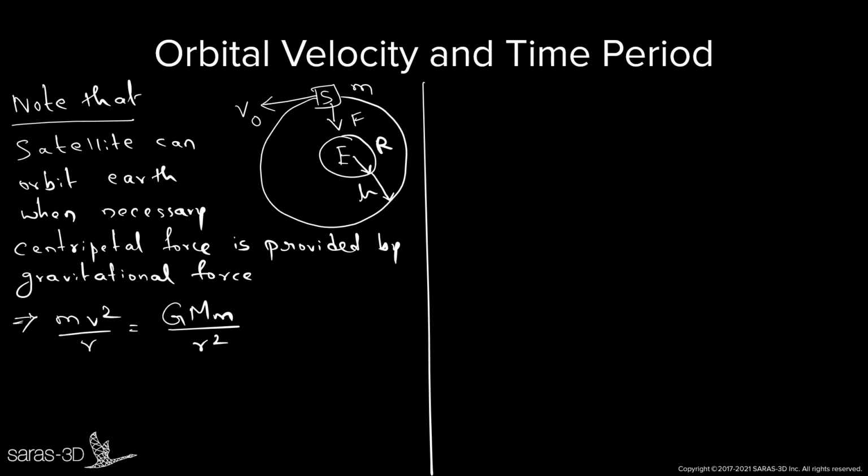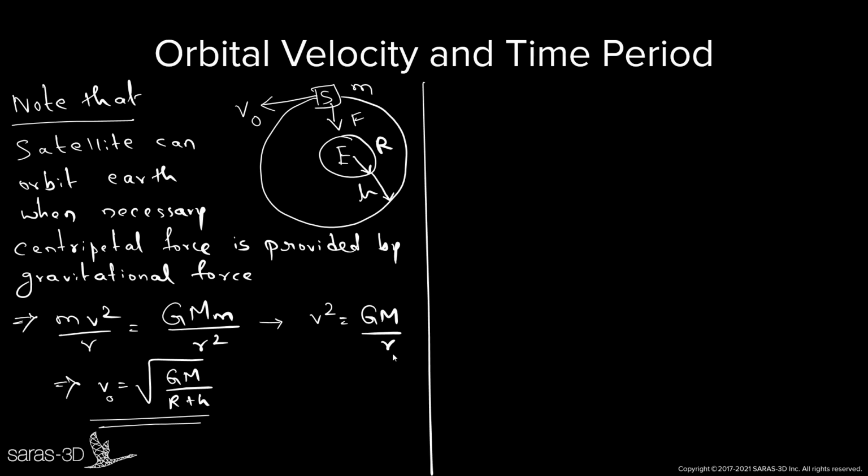The centripetal force is given by m v square by r and the gravitational force is given by G into capital M small m divided by r square. Based on this you can see that v is equal to under root G M divided by R plus h. What we have done is simply replaced the distance of the satellite from the center of Earth, small r, by the radius of Earth R plus the height of the satellite h.